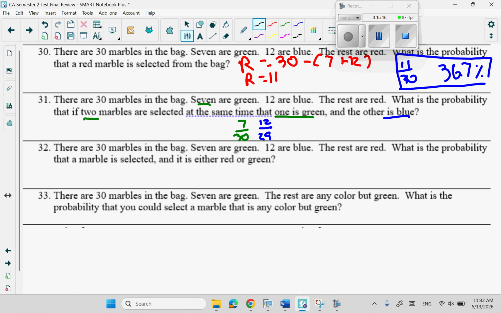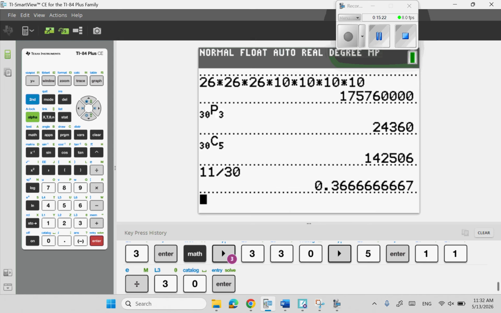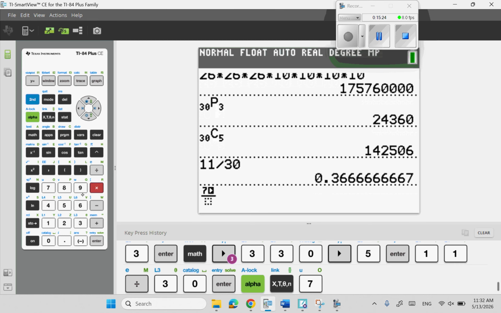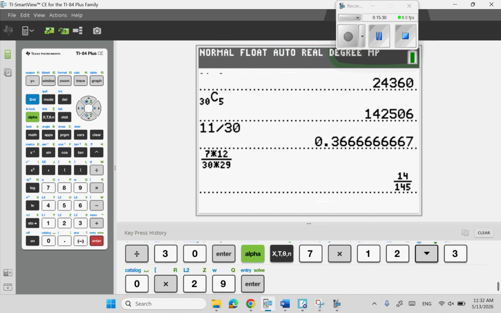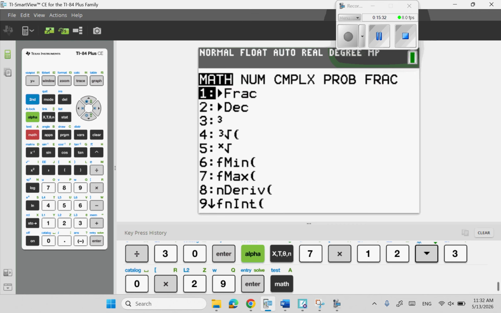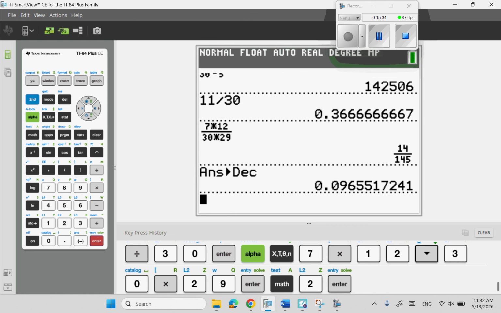Now, if I have two equations like this, I would have to multiply them to figure out the probability, because that's called conditional probability. So I get 7 times 12 up top over 30 times 29 on the bottom, which is 14 over 145, or about 9.7%.